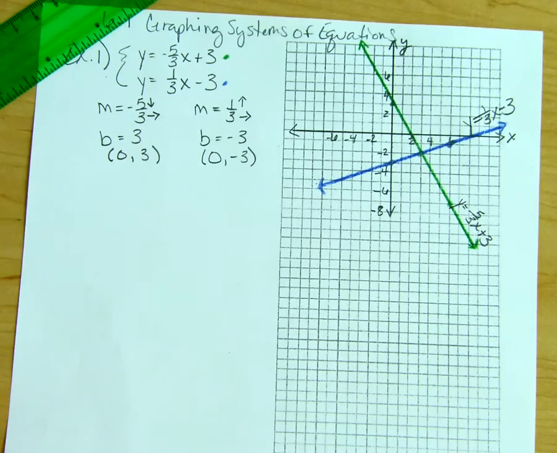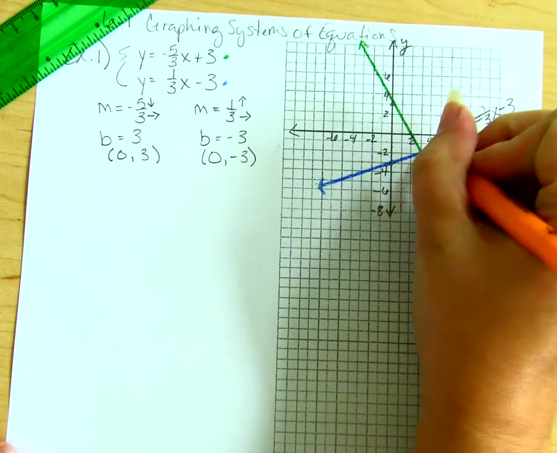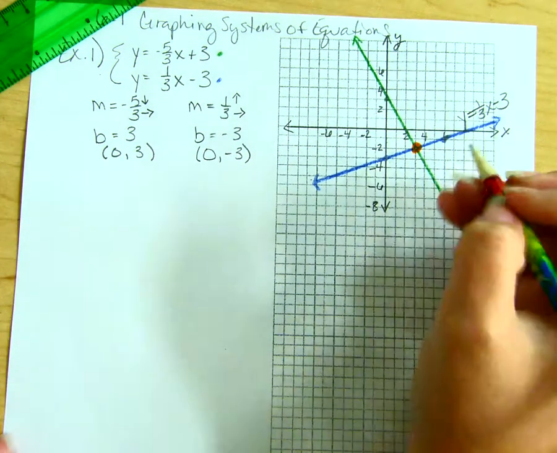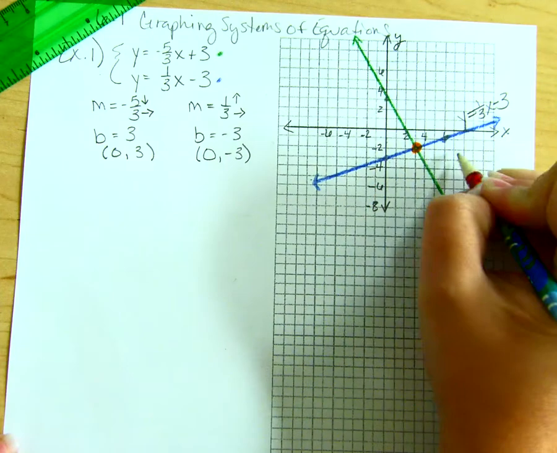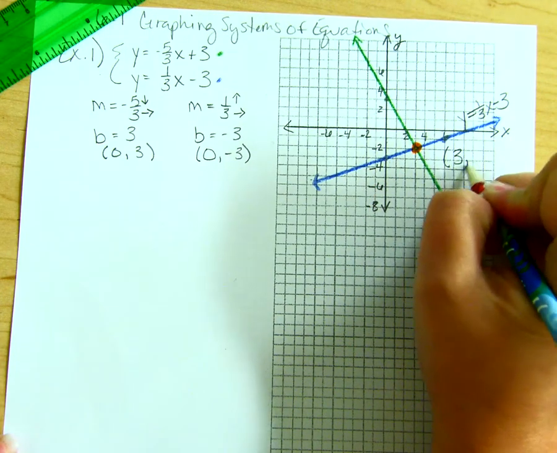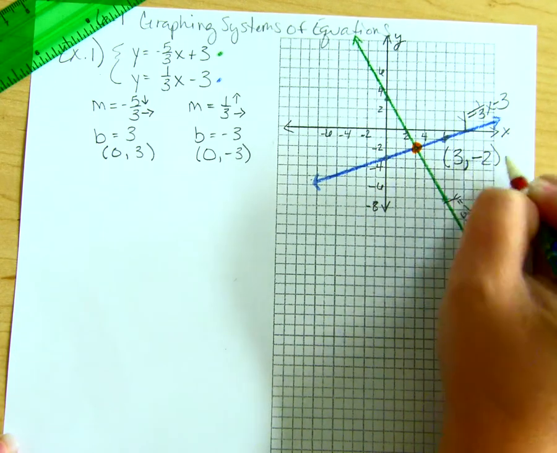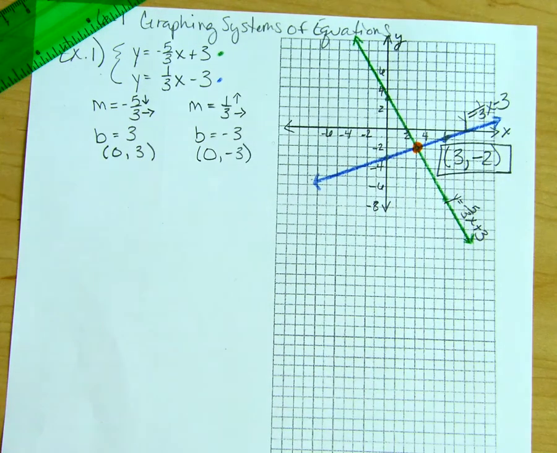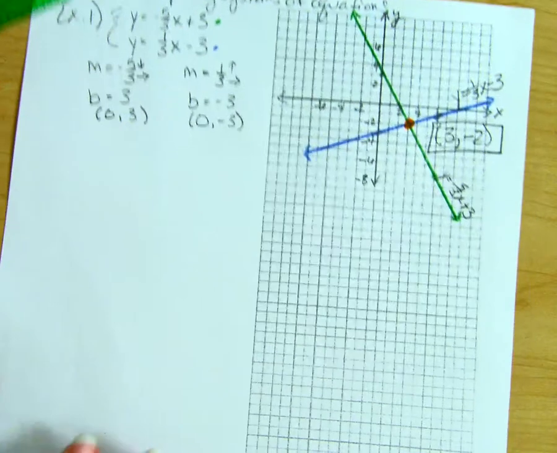And the solution to the system is the point where they meet. And I can clearly see that these lines meet right here at this point. And that is the ordered pair 3, negative 2. So 3, negative 2 is the solution to the system. They meet at one point. They have one solution.